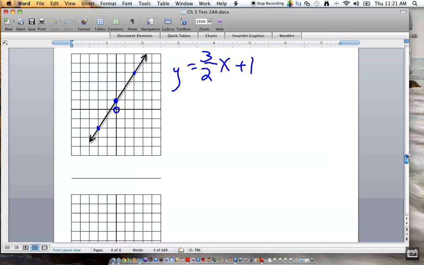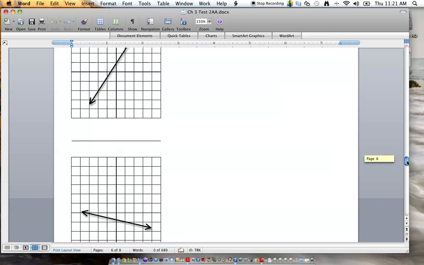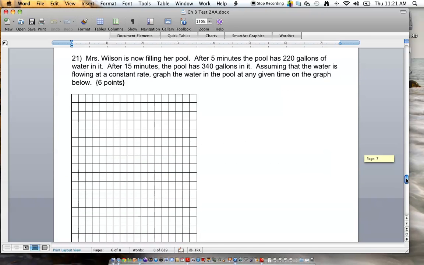The bottom one was free, so we don't need to talk about that one. How many points did you get for that? It's 4 points for that one, and you get 4 points for the bottom. If your slope was right, you get 2 out of 4. If your y-intercept was right, you get 2 out of 4.